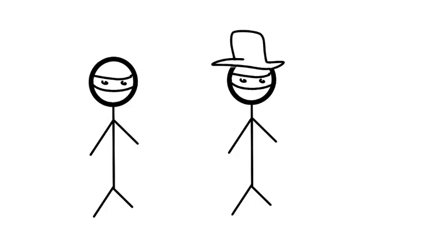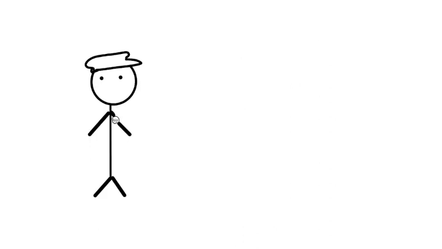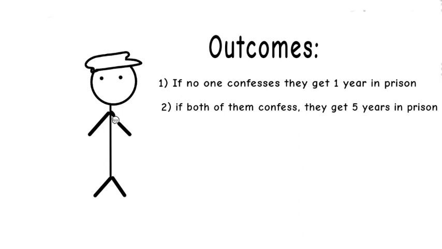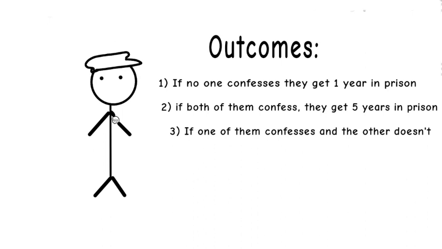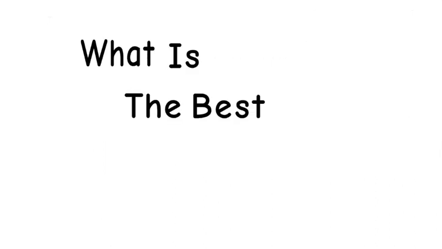Assume there are two friends, Sam and Tam, who are both thieves. They were recently caught stealing a very expensive diamond. The mischievous police officer, who has enough evidence, gives them both a choice. They can either confess or not confess. If both of them confess, they get 5 years in prison. If neither of them confesses, they get 1 year in prison. But if one confesses and the other doesn't, the one who confesses is set free and the other gets 10 years in prison. What is the best choice for both of them to make?